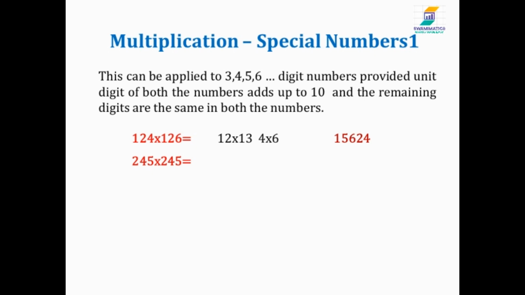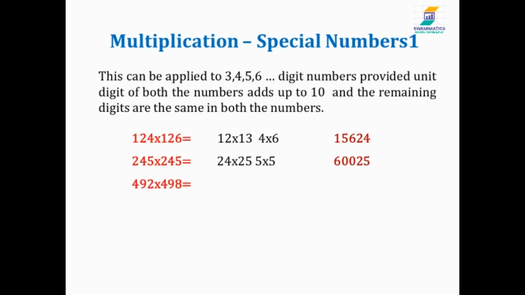Next one, 245 into 245. It is nothing but 24 into 25 and 5 into 5. 24 into 25, one can do it by mental math. 25 is nothing but 100 by 4. So multiply by 100 and divide by 4. So this becomes 600, and the answer is 60025.